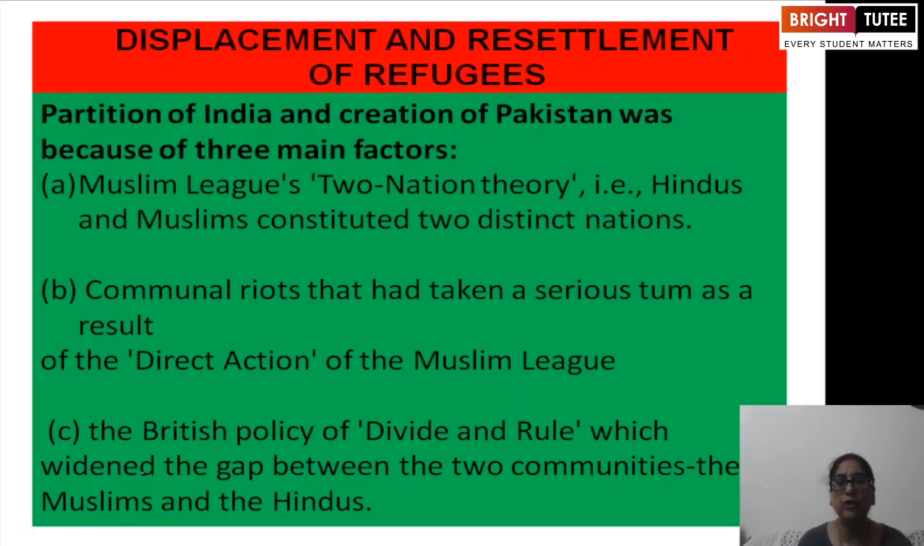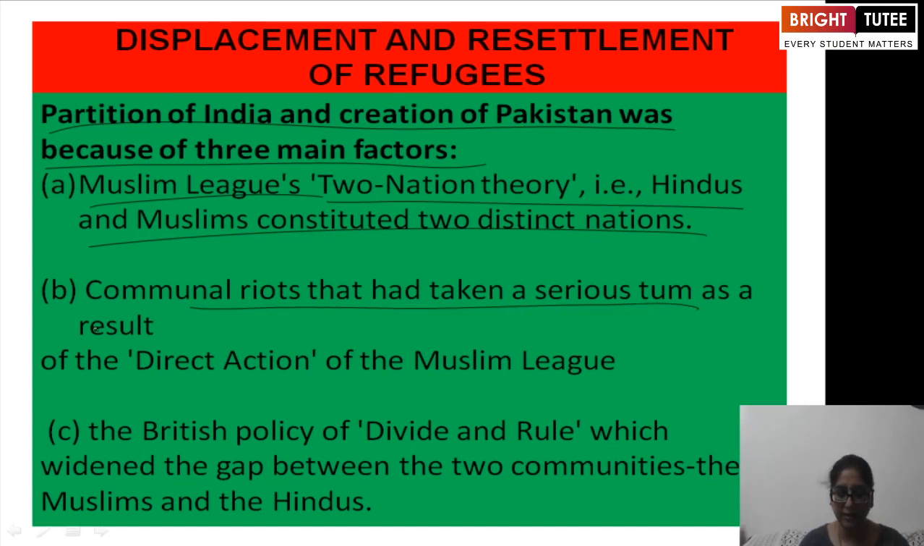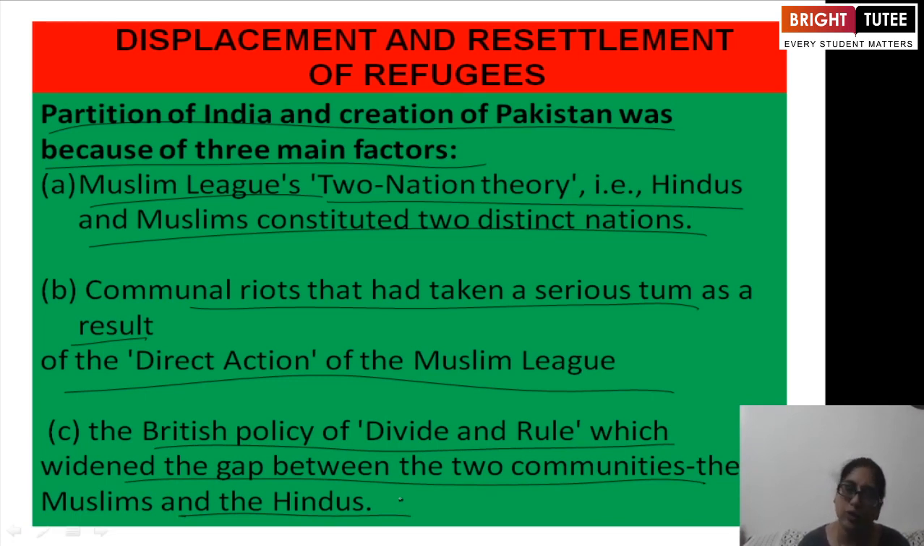Displacement and resettlement of refugees, partition of India, and creation of Pakistan was because of three main factors. Muslim League's two-nation theory, that is, Hindus and Muslims constituted two distinct nations. Communal riots that had taken a serious turn as a result of the Direct Action of the Muslim League, and the British policy of divide and rule, which widened the gap between the two communities, Muslims and Hindus. Otherwise, there was no requirement of partitioning the country because the communities did not want it. It was under the British policy of divide and rule.